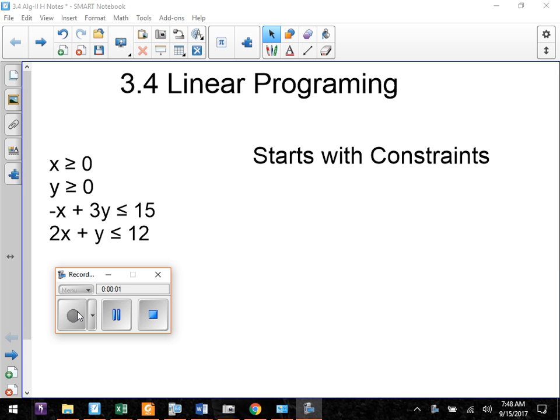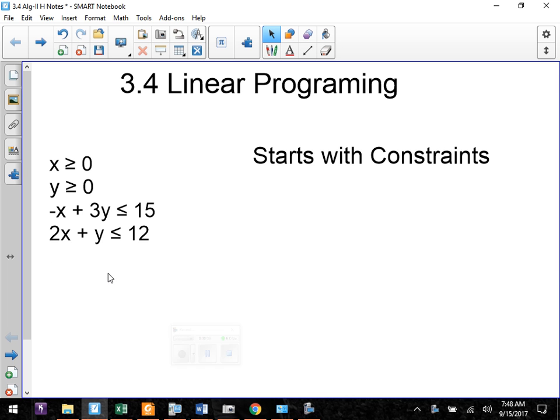The shaded region stuff is so that we can get to this thing called linear programming. And linear programming starts to become, I'd say it's probably the first real section that gets kind of tricky that we do.